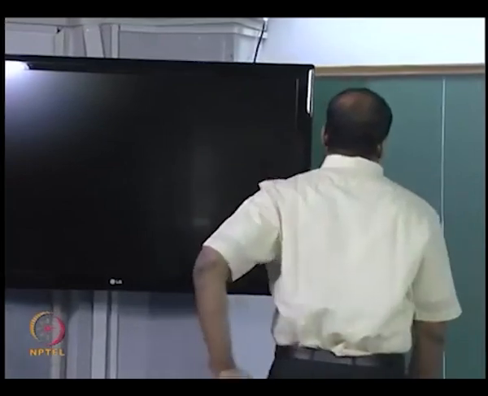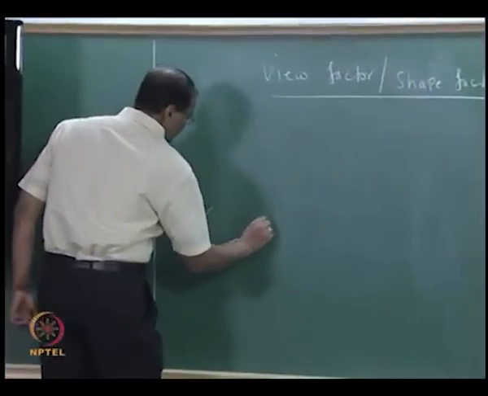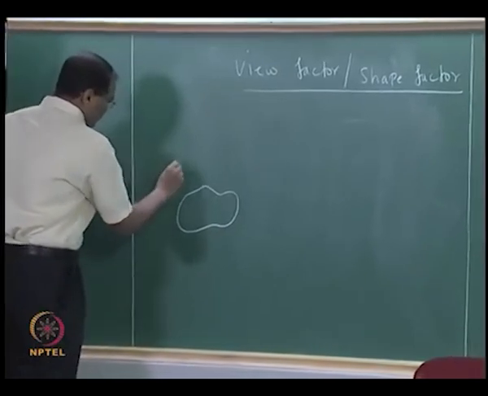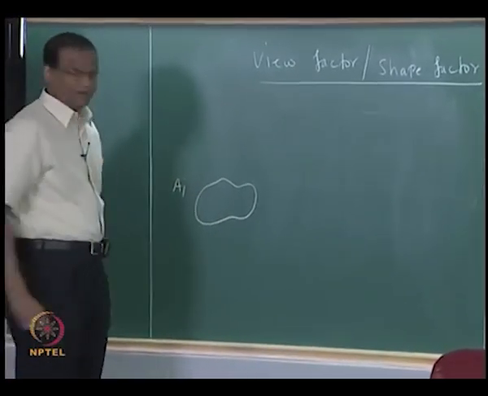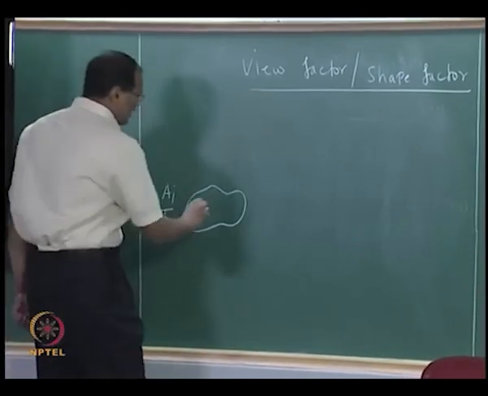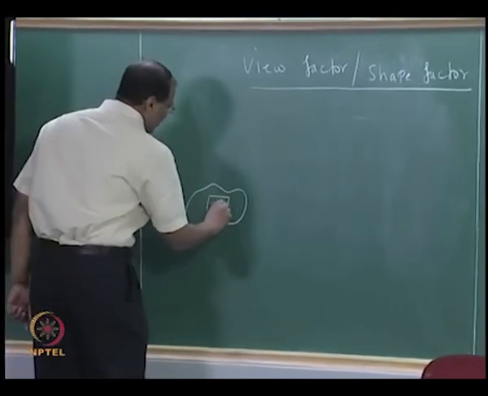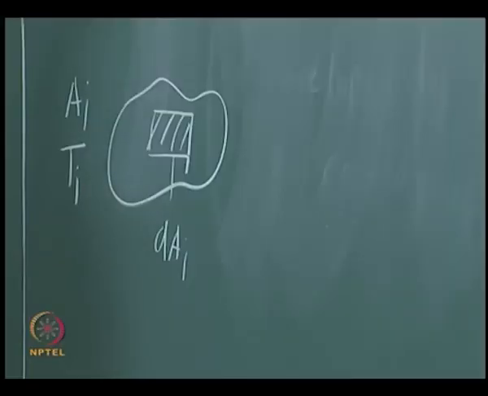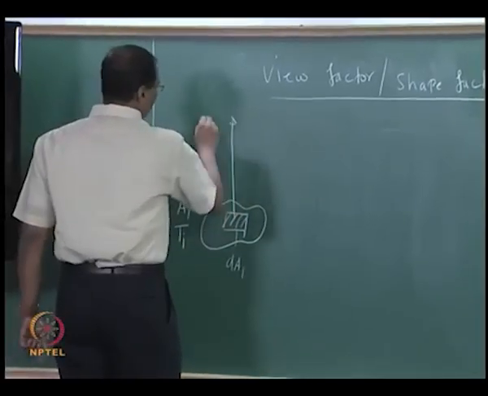Now, there is a surface Ai, it has a temperature Ti. I take an elemental area dAi. Okay. Now the unit vector is Ni.